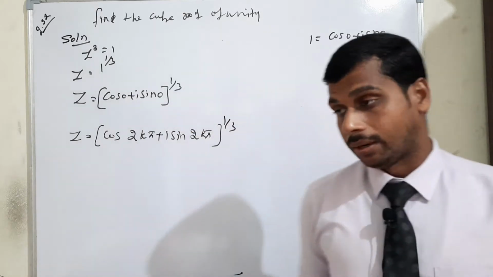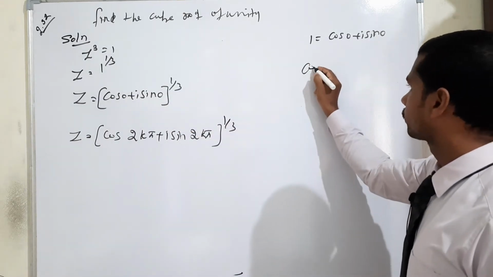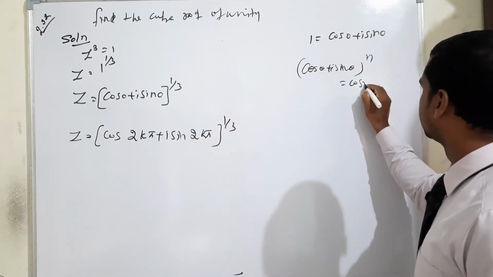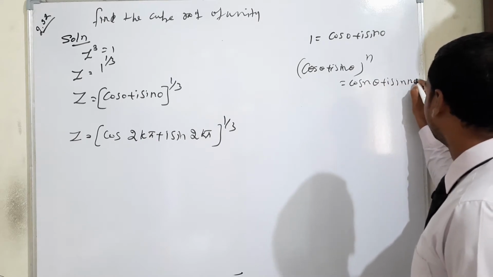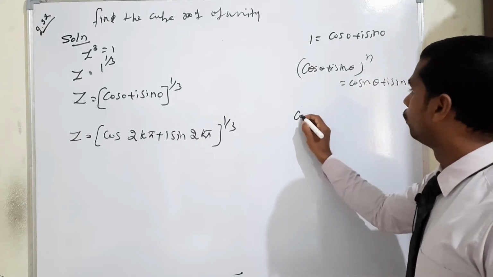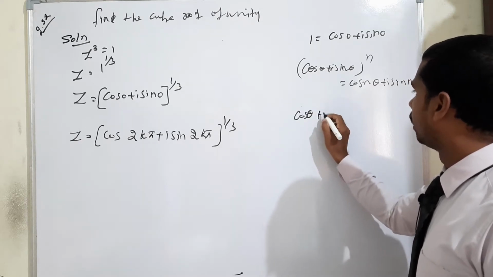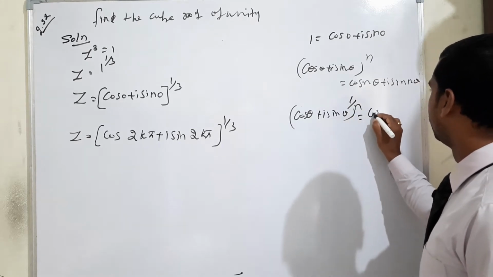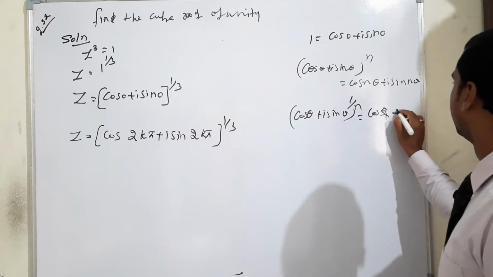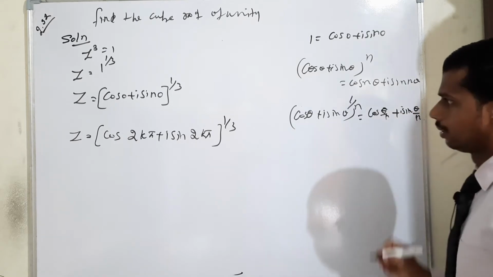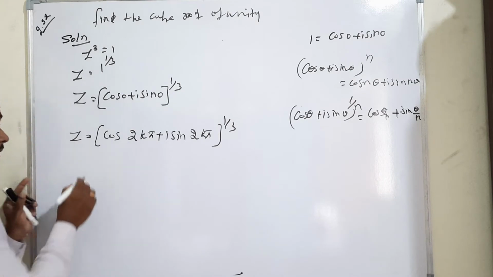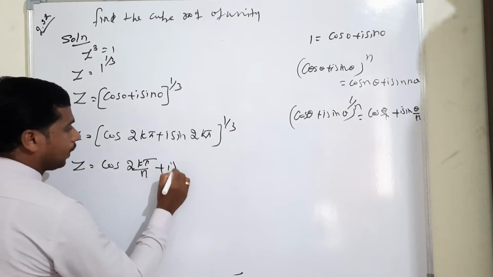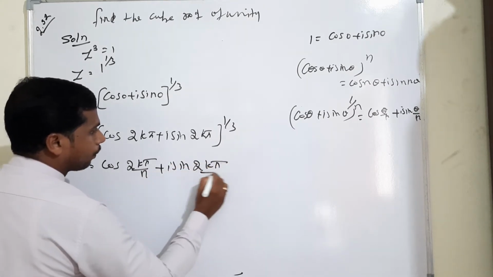Already you know De Moivre's theorem: cos theta plus i sin theta the whole power n means cos n theta plus i sin n theta. Instead of power n, if you have cos theta plus i sin theta the whole power of 1 by n, what will happen? Cos theta by n plus i sin theta by n. So here, rearranging, z is equal to cos of 2k pi by n plus i sin 2k pi by n.